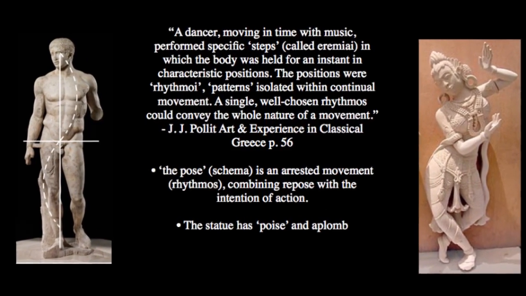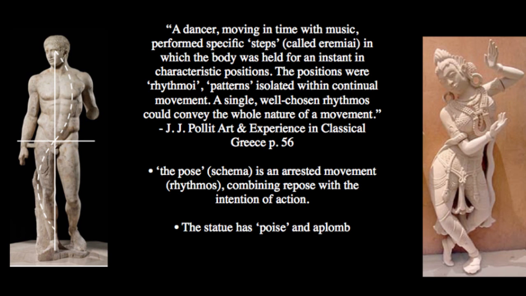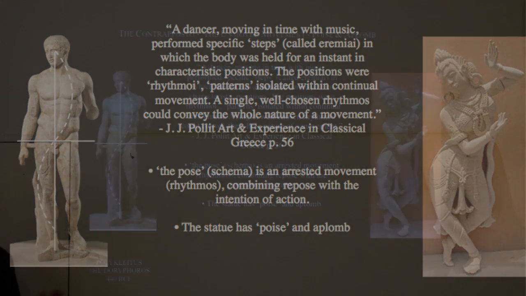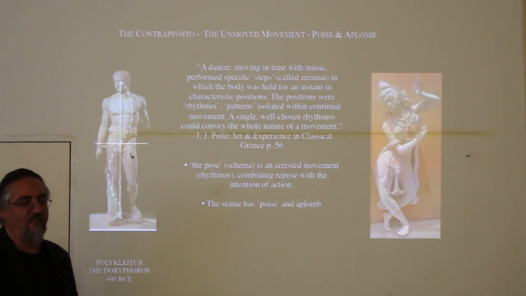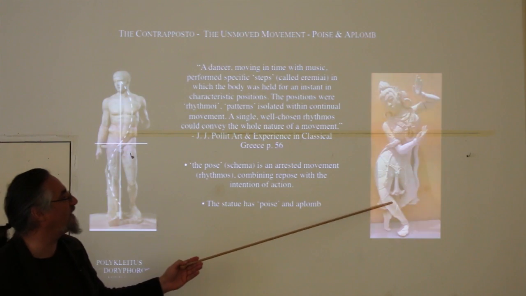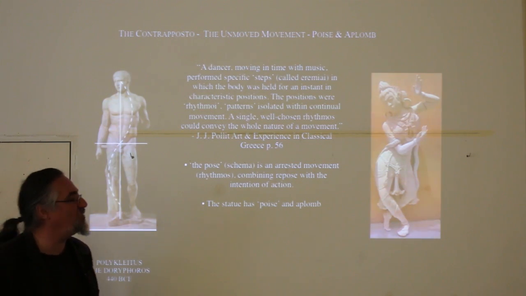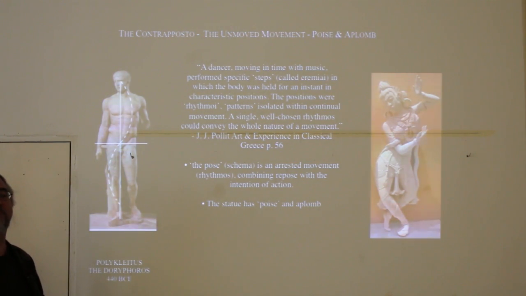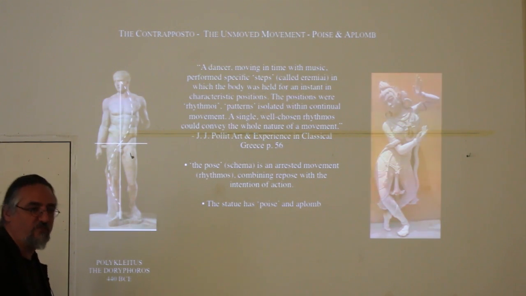Pollitt, he wrote, a dancer moving in time with music performed specific steps called eremiai, in which the body was held for an instant in characteristic positions. So the same tendency to find pose through movement, but stilled movement, exists both in the East and the West. The dancer that we're seeing in Hindu art, specifically speaking, she's not moving. She's moved into that position, she's holding that position, and she's about to move again.